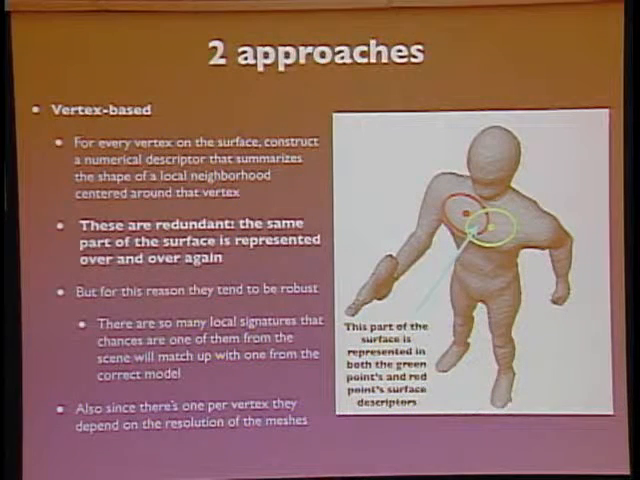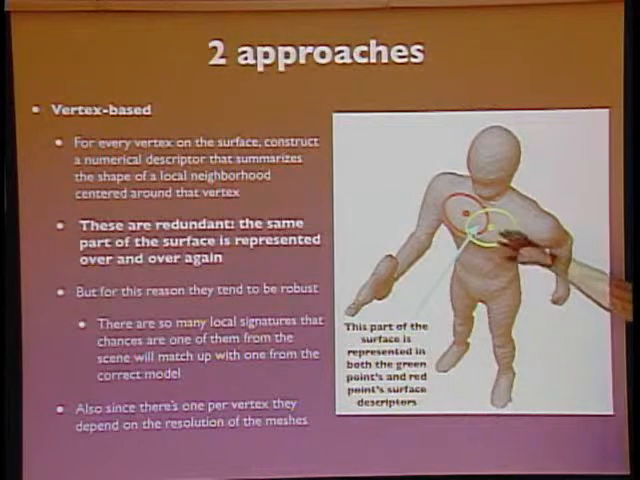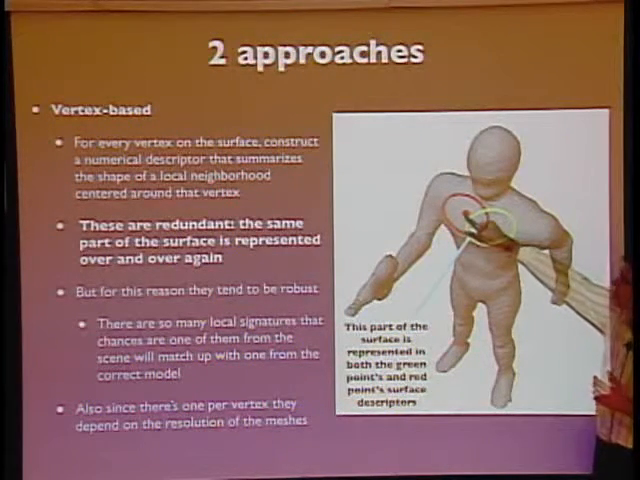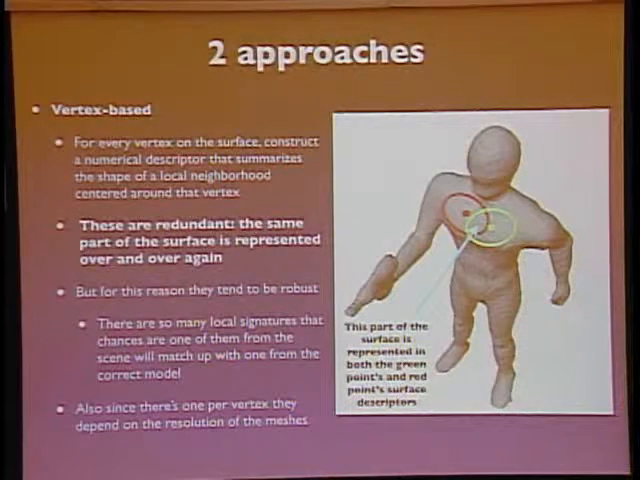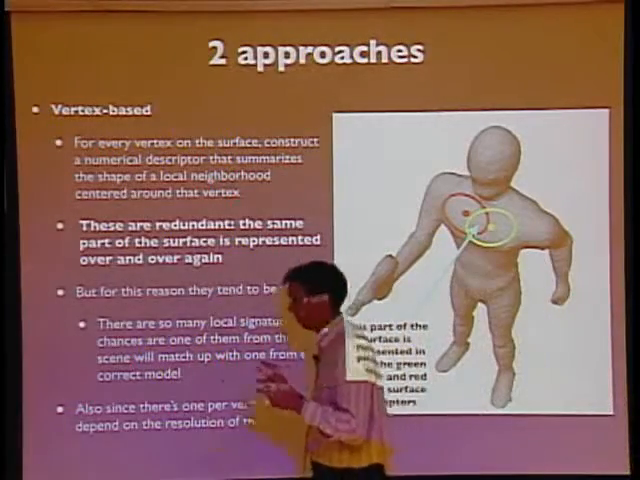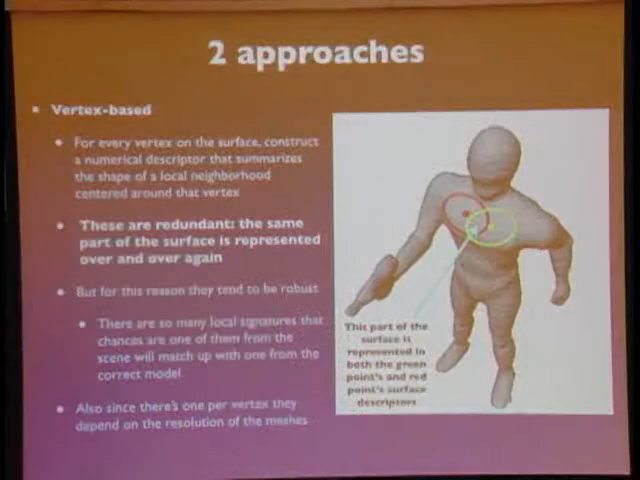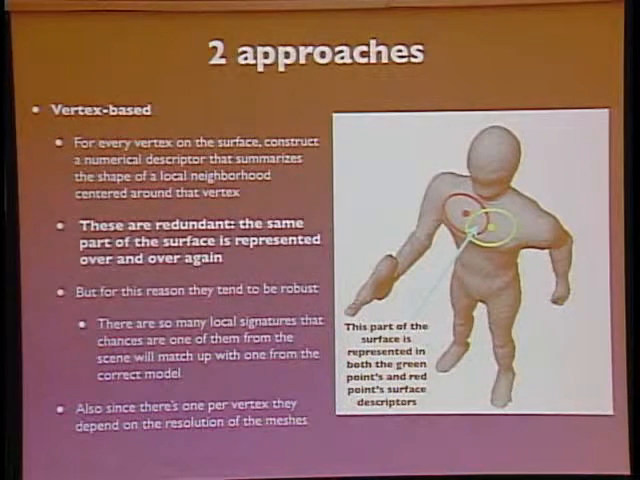So you should see the downside to that already, which is that it's highly redundant. It basically represents the shape of this portion of the surface twice, in the shape signature for this one and the shape signature for that one. So it's highly, highly redundant. But for this reason, they tend to be pretty robust. You just have so much data that even if one of your local shape representations gets messed up, there's probably going to be one adjacent to it that is looking pretty good.